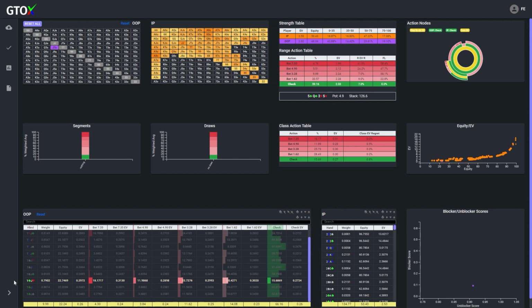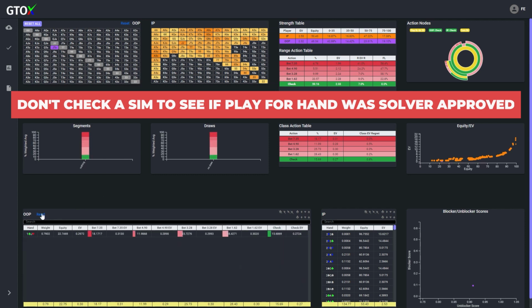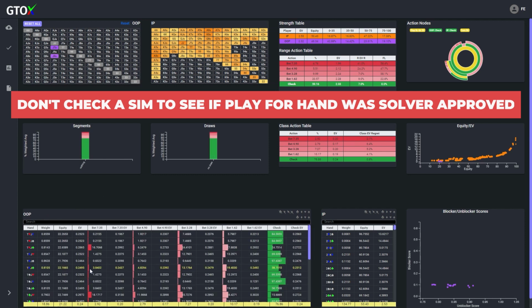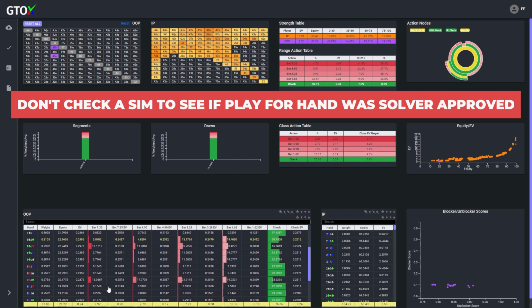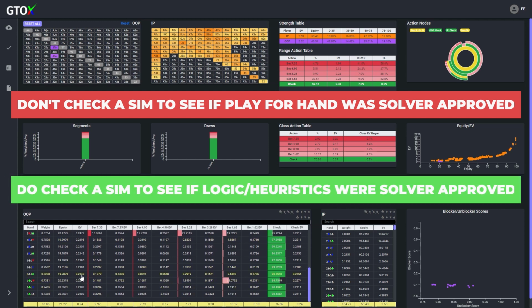In other words, checking a sim to see if how we played our specific hand was solver approved has limited usefulness because it's highly unlikely that we will ever encounter the exact same spot with the exact same combo ever again. However, it is much more valuable to check a sim to see if our logic, or the heuristics we use to make our decision, are solver approved, because generalized heuristics can be applied to a variety of spots that share common characteristics, even if we have never studied those specific spots before.